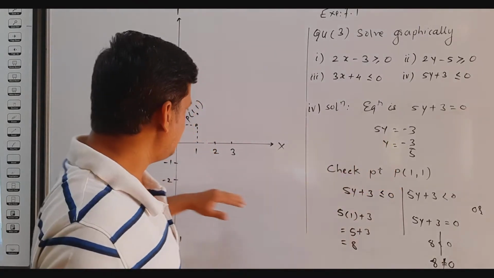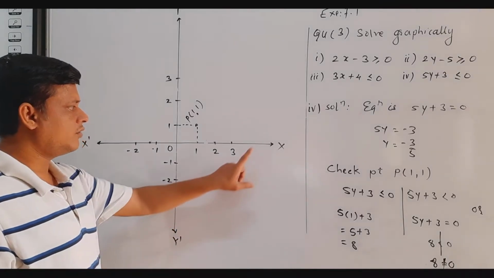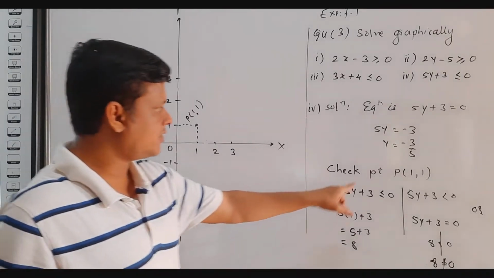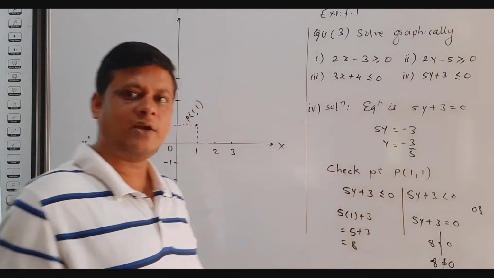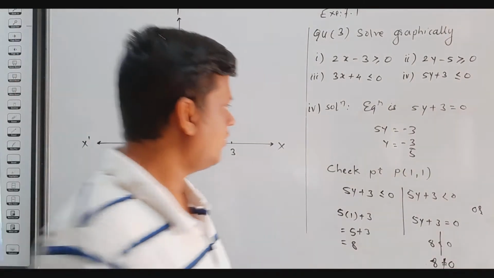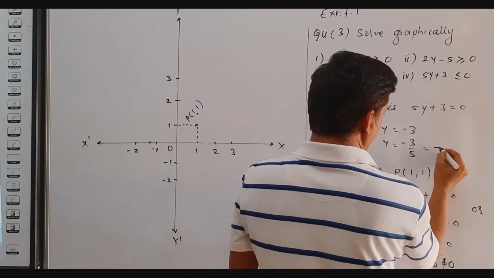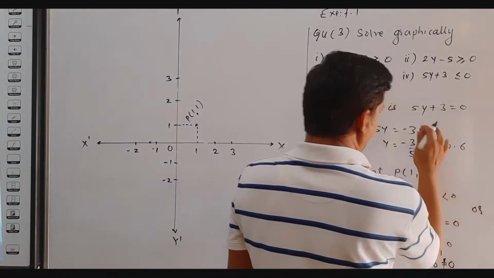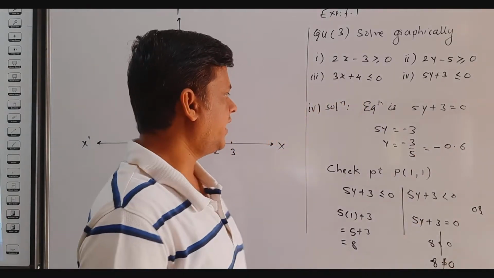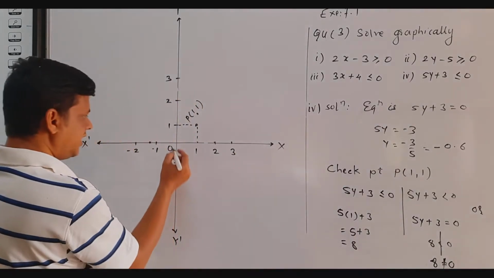which is parallel to this x-axis. So we draw a line parallel to this x-axis and the equation of the line is y equals minus 3 by 5. We write this minus 3 by 5 as minus 0.6. When we divide 3 by 5, we get the value minus 0.6.